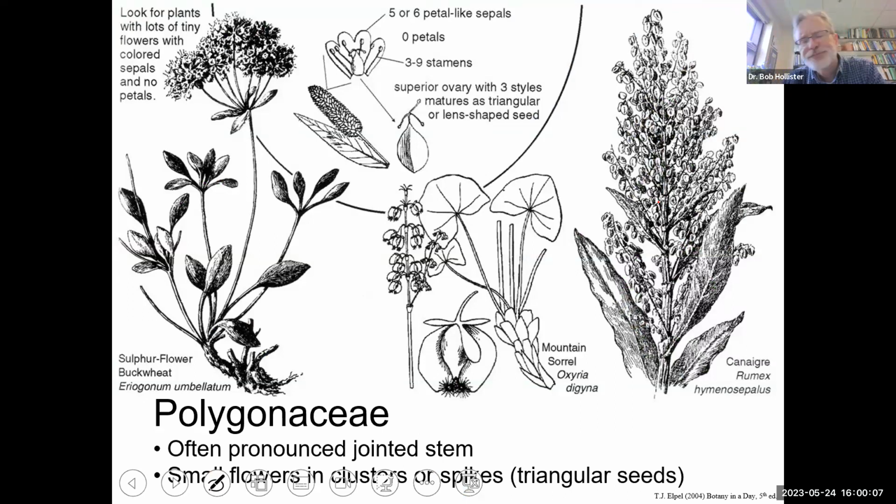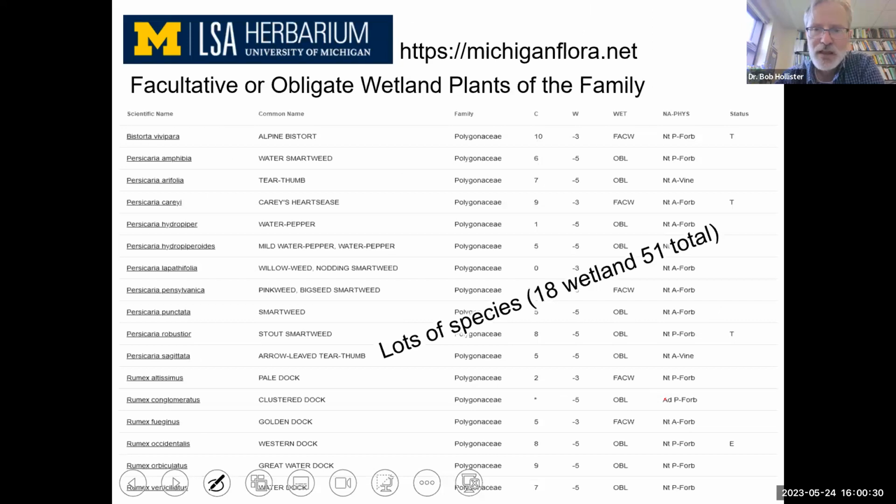Polygonaceae. Polygonum is in the family, but the family in general just has these kind of, it's hard to tell from these pictures, but they tend to be real jointed, zigzaggy. And then the seeds are pretty distinct. So I got a better picture in just a second. So it's an important one because there's lots of them.